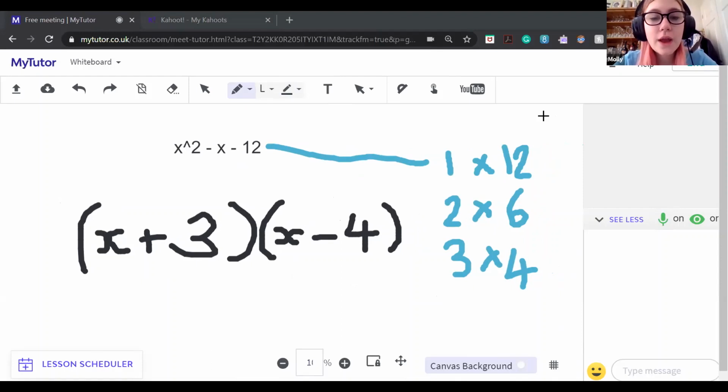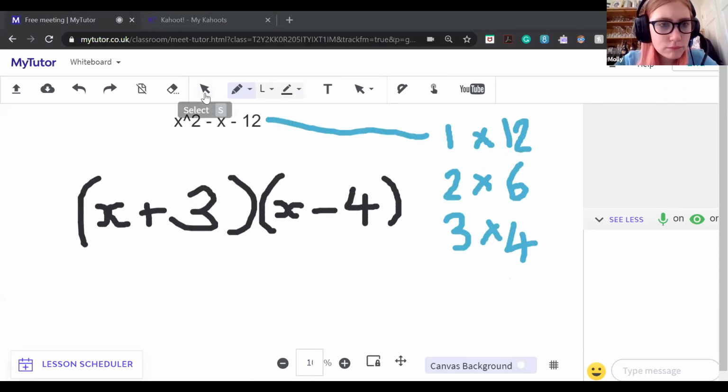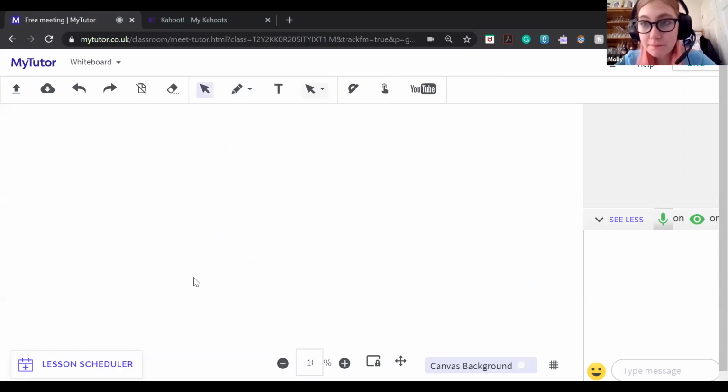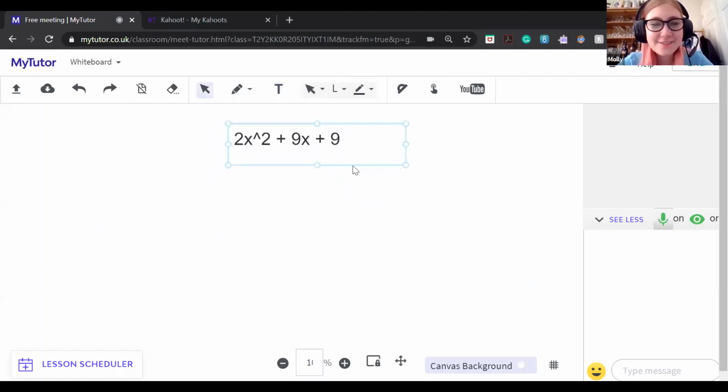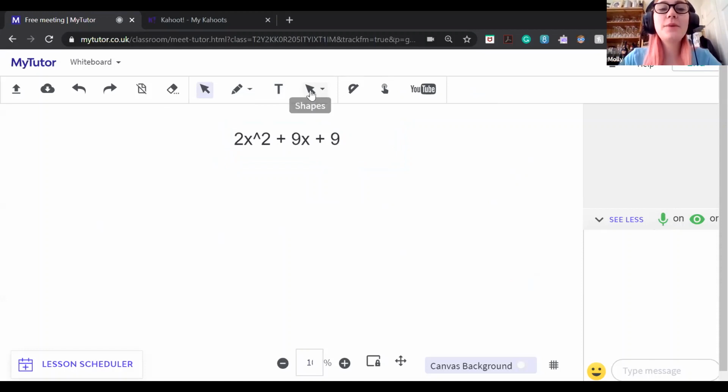Okay, so when you have a larger coefficient of x squared, these become harder, but they're not impossible. So as an example, let's say you have 2x squared. Oh gosh, right, let me just come up with one quickly. Okay, let's say you have 2x squared plus 9x plus 9. I've got to make sure I do ones that can actually factorize. So what we do here, we're going to start in the same way.